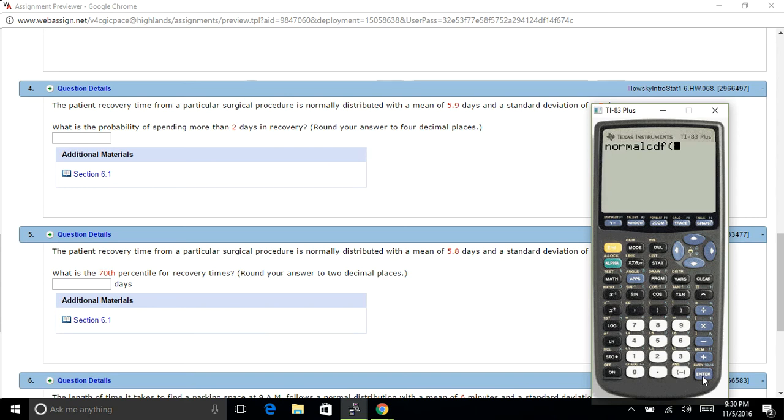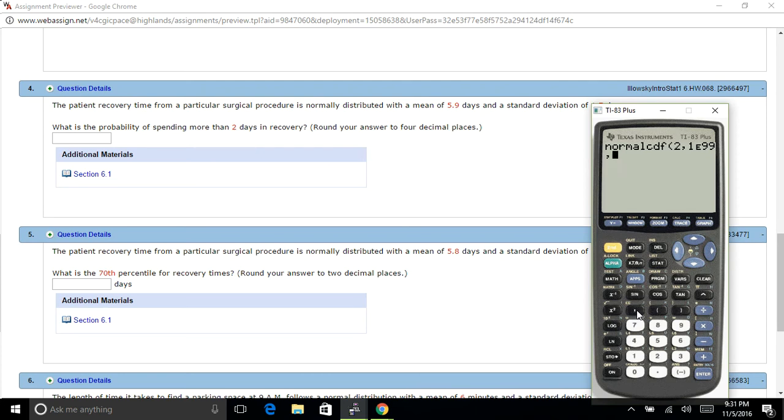So the first thing I want to do is, because it says more than 2 days, I want to do 2, comma, and then I'm going to do infinity. Let me do this again. Let me go second VARS, go here, and again, I'm going to do 2, comma, and I'm going to do 1 second, comma, 99. And that means positive infinity or positive 1 with 99 zeros behind it, okay?